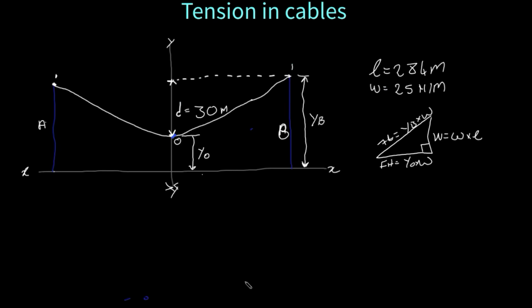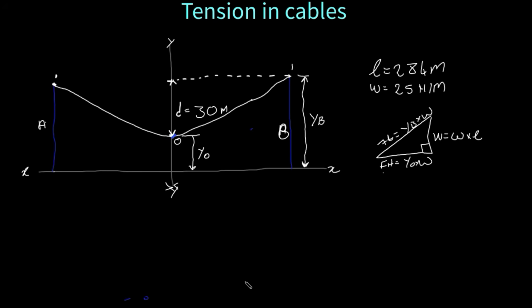We have this diagram. We're given the sag as 30 meters. We're given the length of the cable from the top of support A to the top of support B. And we said whenever we're doing a question, we're going to cut the cable into two. We cut it where? At the turning point.